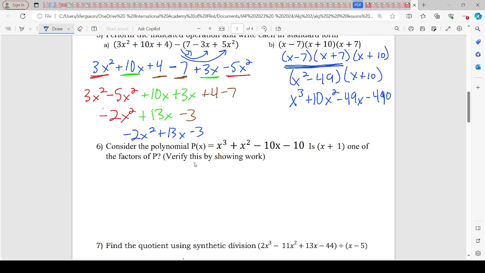Right. So consider the polynomial p of x equals x cubed plus x squared minus 10x minus 10. Is x plus 1 one of the factors of p? Well, there's a couple ways you could verify that. You could use the remainder theorem.